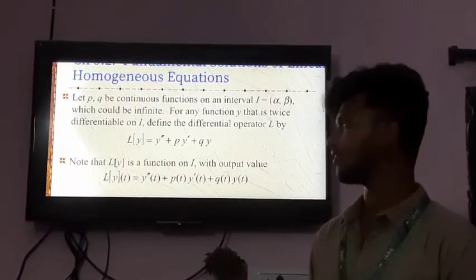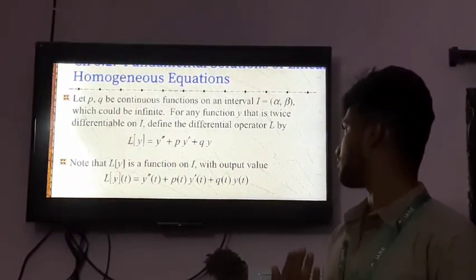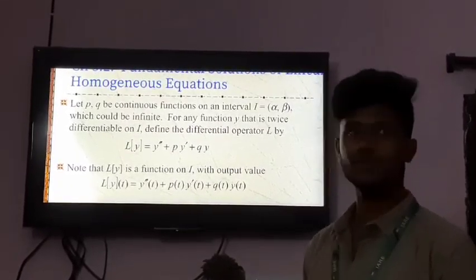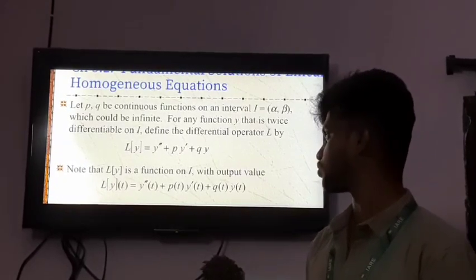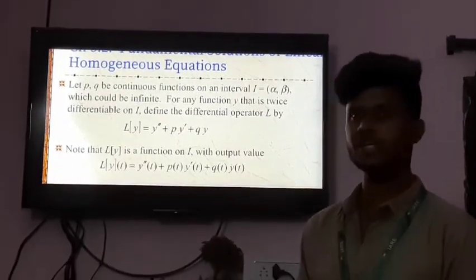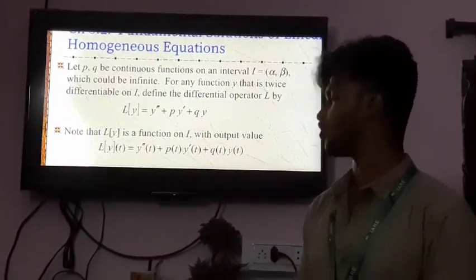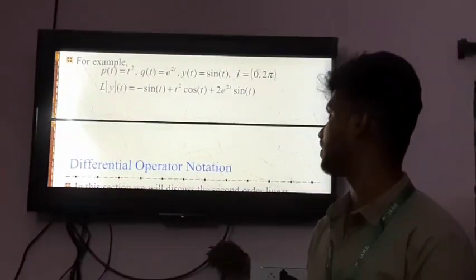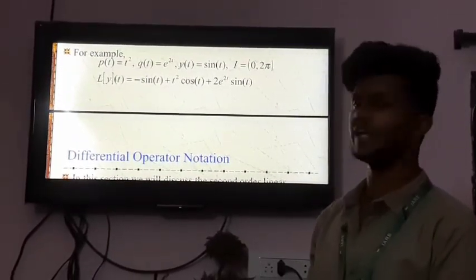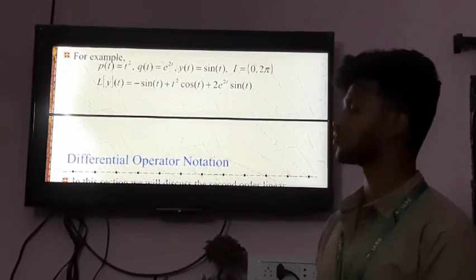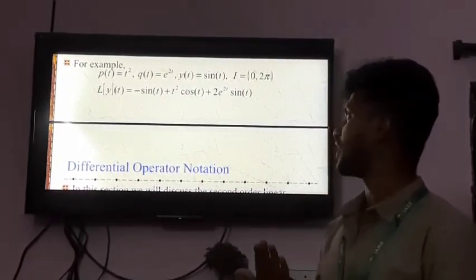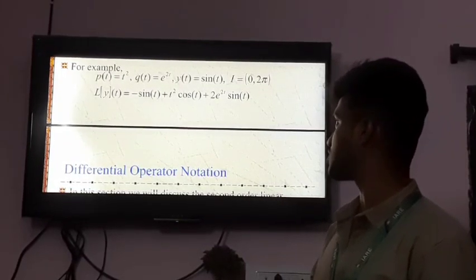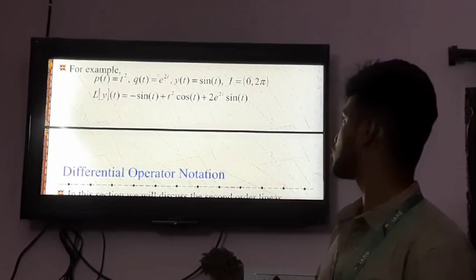Note that L of y is a function on I with output value L of y of t, which is y double dash of t plus p of t into y dash of t plus q of t into y of t. For example, p of t equals t square, q of t equals e to the t, y of t equals sin t, and I equals the interval 0 to 2. Then L of y of t equals minus sin t plus t square into cos t plus e to the t into sin t.